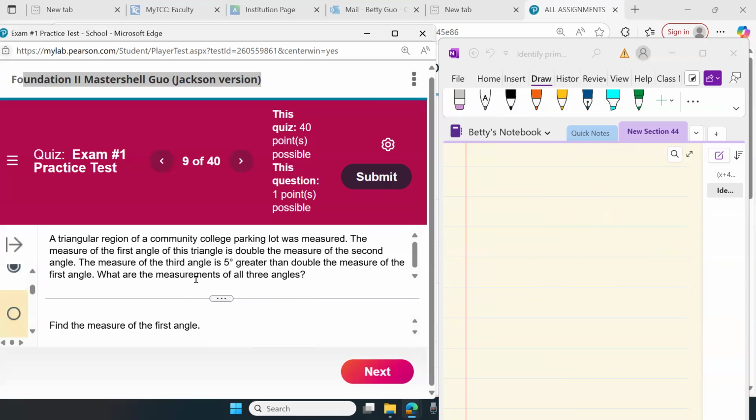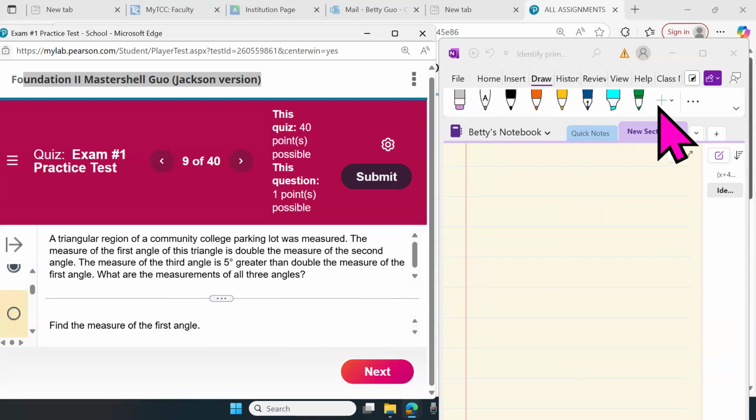A triangular region of a community college parking lot was measured. The measure of the first angle of this triangle is double the measure of the second angle. The measure of the third angle is 5 degrees greater than double the measure of the first angle. What are the measurements of all three angles?